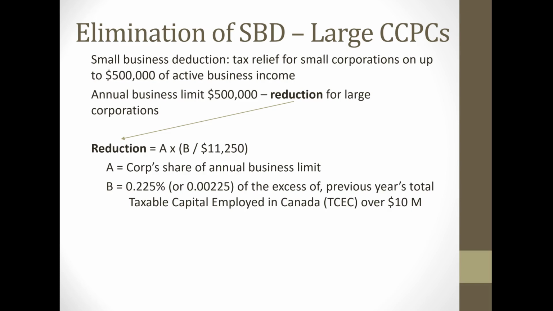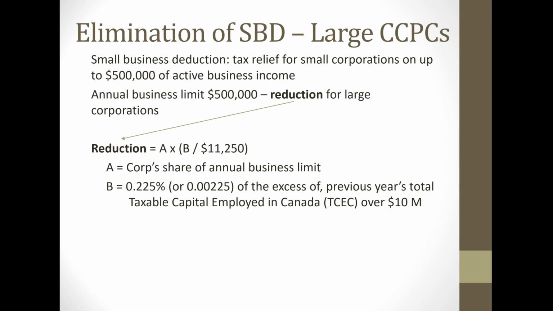0.225%, or putting it into decimals, 0.00225 of the excess of the previous year's total taxable capital employed in Canada over $10 million. So what is taxable capital employed in Canada? Well, the textbook defines this as the GAAP determined debt and equity capital of the corporation less debt and equity investments in other corporations. So we think about the GAAP determined debt and equity capital of the corporation, all the debt, all the equity, all the liabilities, all the shareholders' equity, that's essentially the same as total assets.